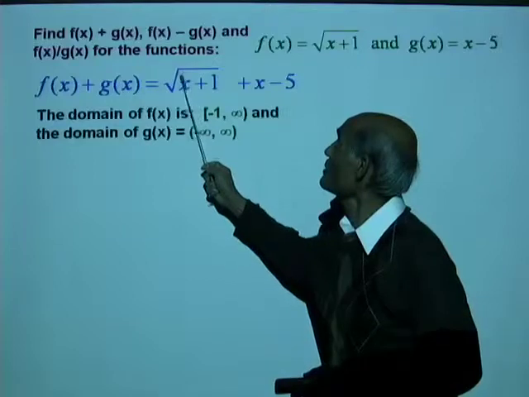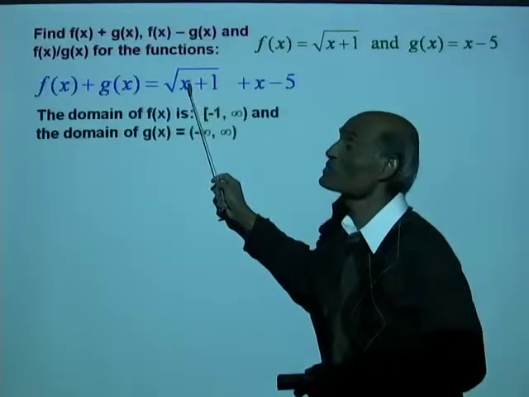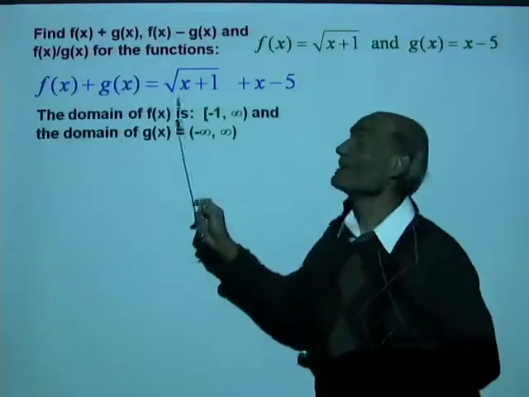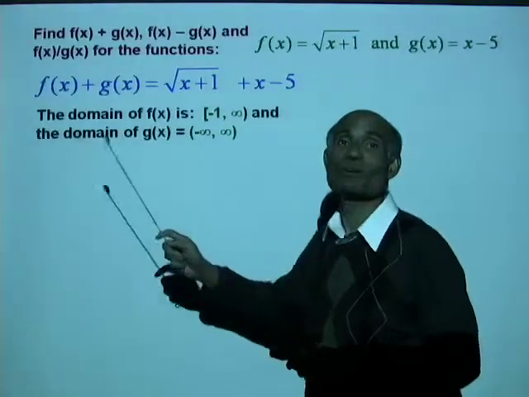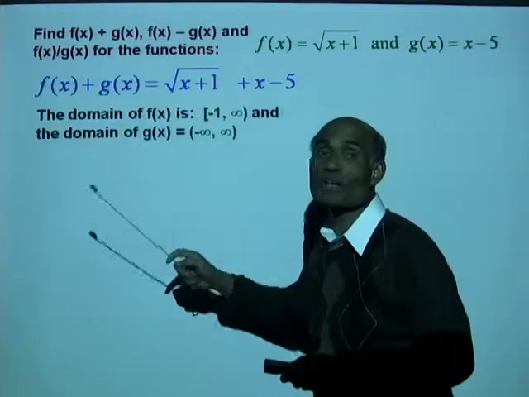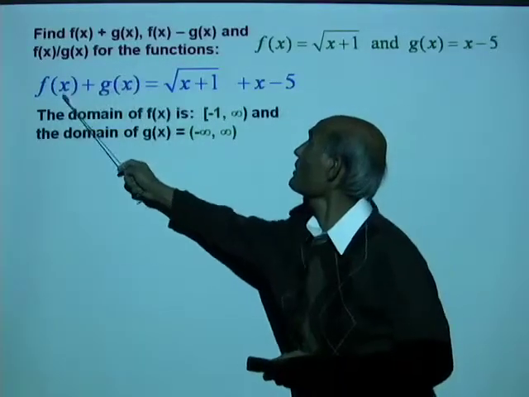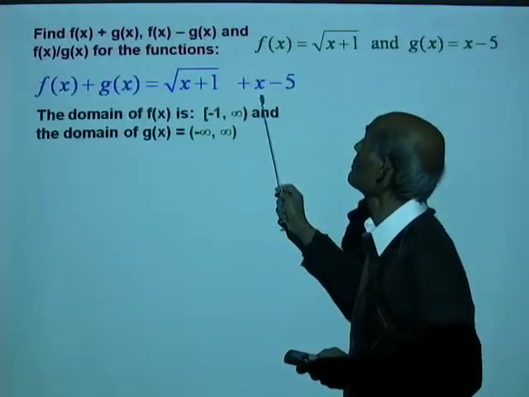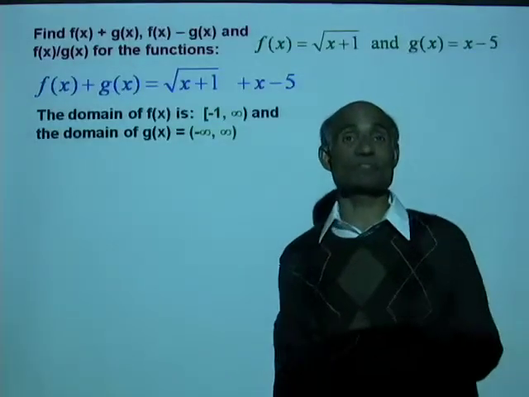Remember, the domain of this quantity does not include numbers that make the quantity x plus 1 negative. That means x plus 1 has to be greater than or equal to 0. That will give x is greater than or equal to negative 1. So the domain of f of x is negative 1 to infinity, but the domain of g of x is negative infinity to positive infinity.